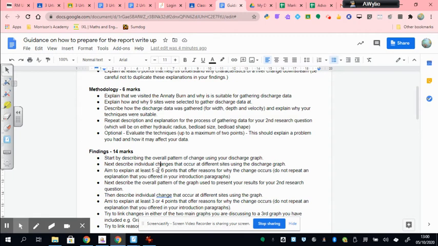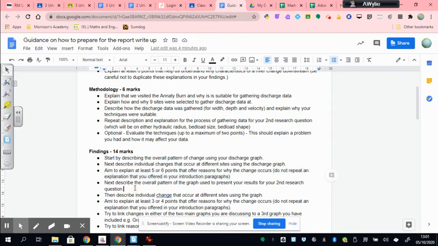Now, what's really important for your analysis marks is that you give me at least 5 or 6, and I have said at least, reasons for why the changes have occurred that you've identified from the graph. And I've said here, you don't want to repeat explanations that you offered in your introduction, okay?